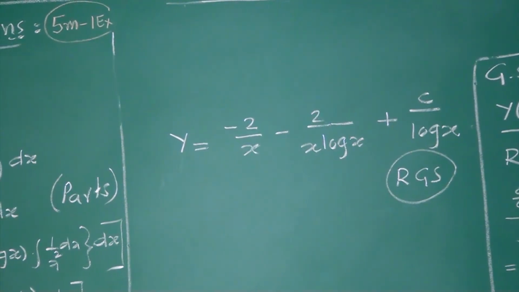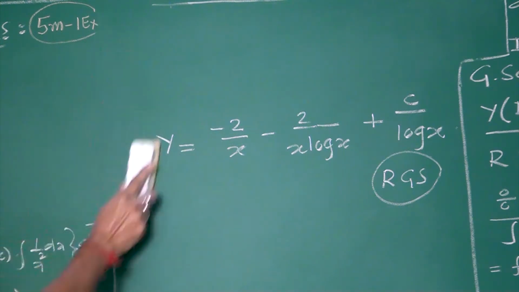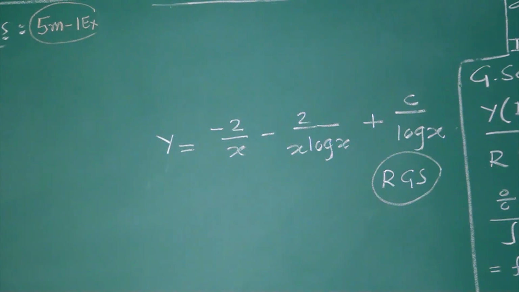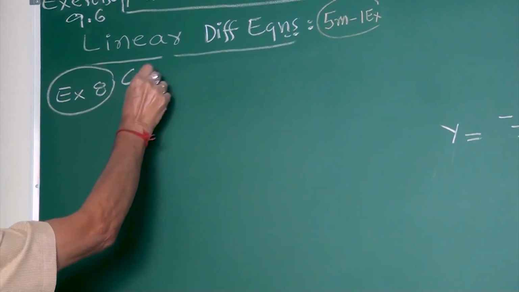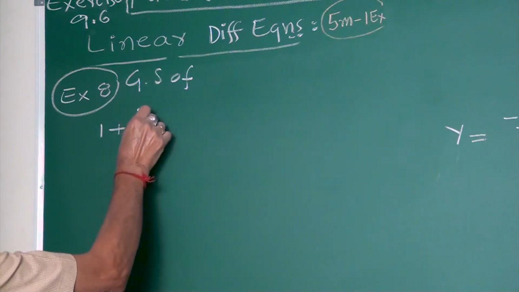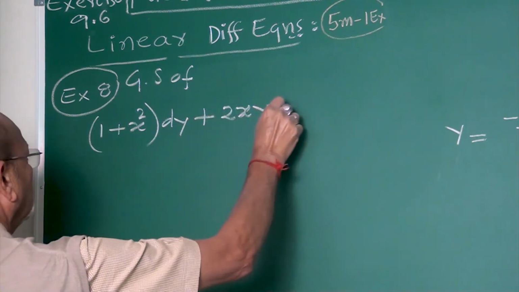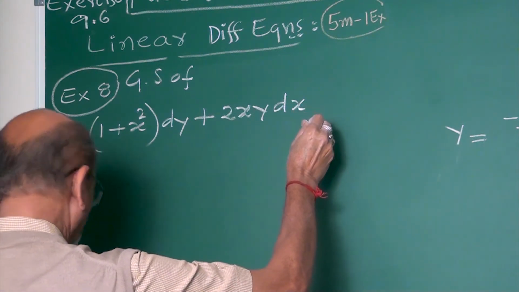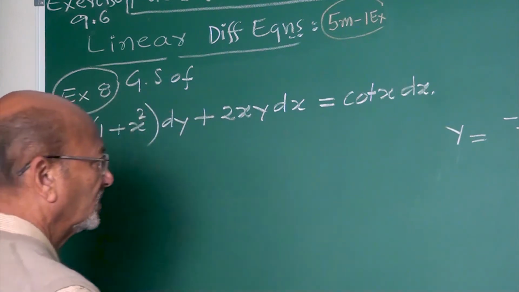Yes, my friends. Next example is: find the general solution. This is example number 8. The question is 1 plus x square into dy plus 2xy into dx equals cot x dx. This is the question.